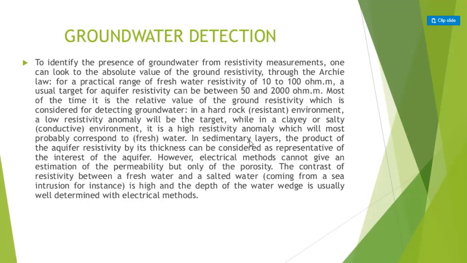In sedimentary layers, the product of the aquifer resistivity by its thickness can be considered as representative of the interest of the aquifer. However, electrical methods cannot give an estimation of the permeability but only of the porosity. The contrast of resistivity between a fresh water and a salted water coming from sea intrusion, for instance, is high, and the depth of the water wedge is usually well determined with electrical methods.